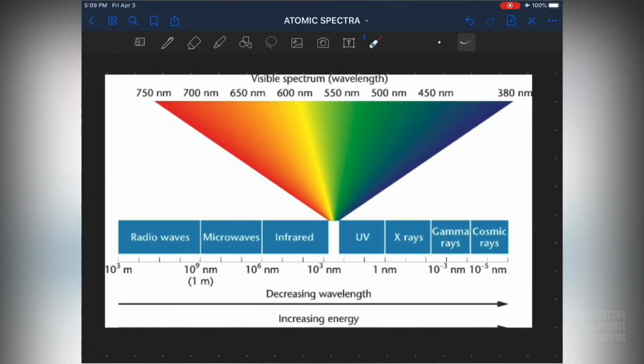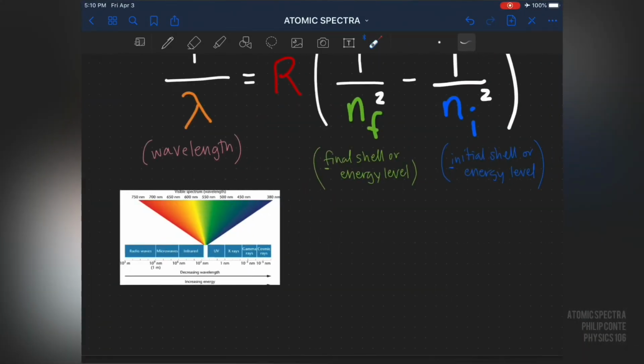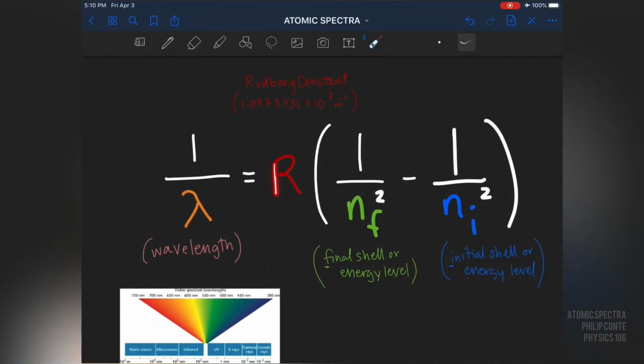Here is an image of the visible light spectrum. You can see that red has a long wavelength and purple has a short one. Something good to know is that as wavelength decreases, energy increases. We also have the Rydberg constant, which is represented by the letter R. This is equal to 1.0973731 times 10 to the 7th meters to the negative 1.